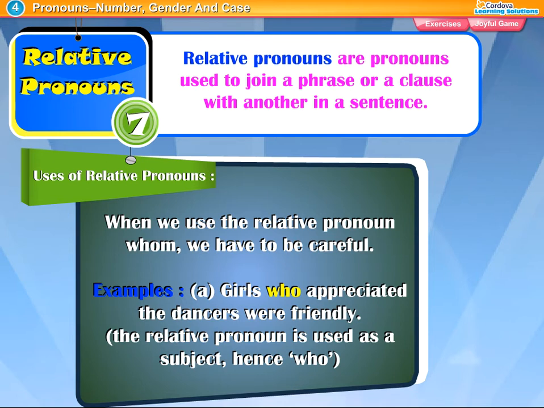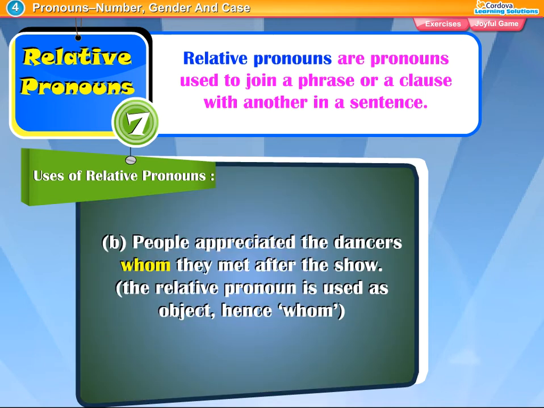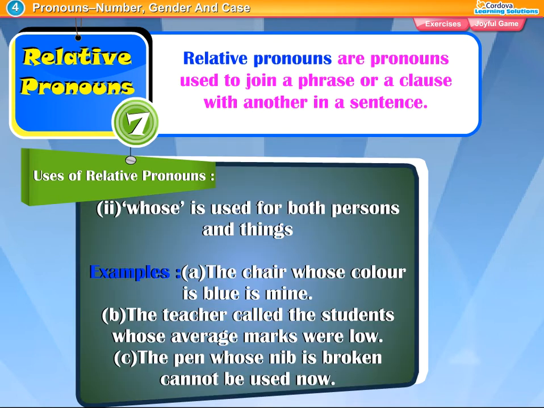The relative pronoun is used as a subject, hence who. People appreciated the dancers whom they met after the show. The relative pronoun is used as object, hence whom. Whose is used for both persons and things.